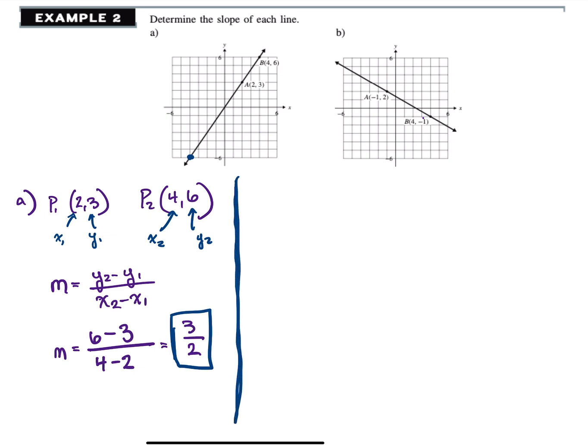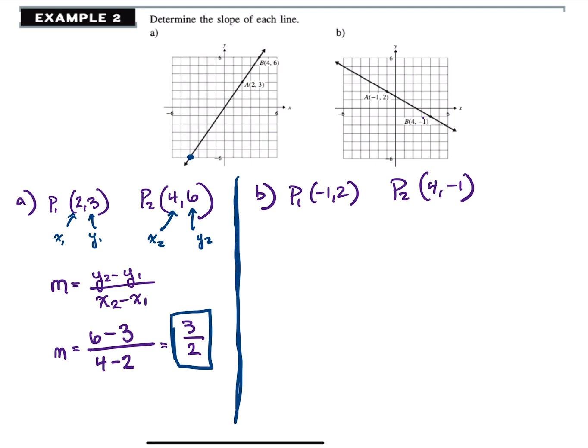So let's look at the other one. And notice this is positive and we have an upward slanted line. So let's look at part B. Our first point is negative 1, 2. And our second point is 4, negative 1.